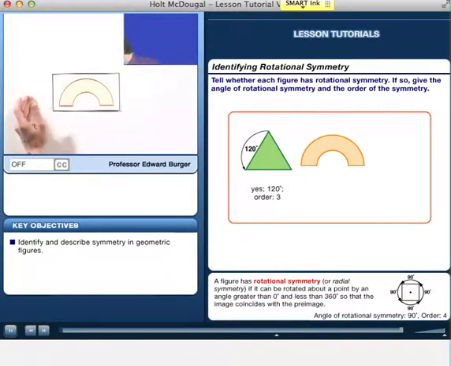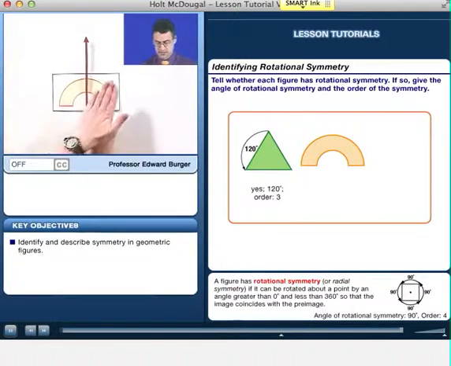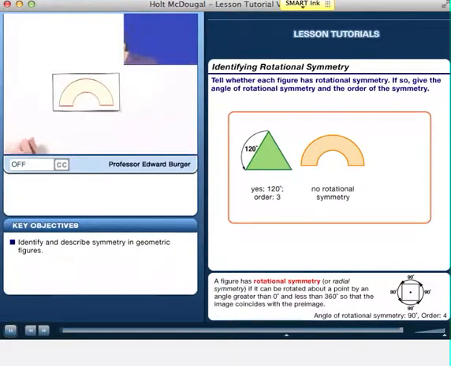This has line symmetry. Line symmetry. That's not rotational symmetry. So no rotational symmetry here.